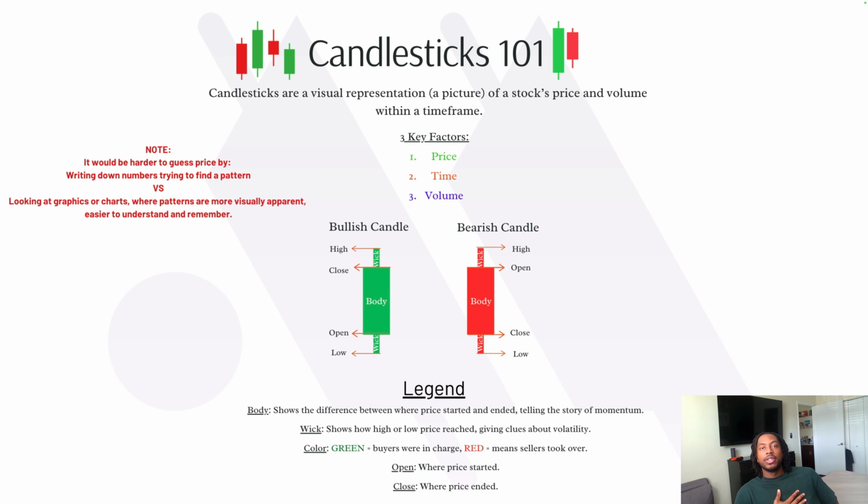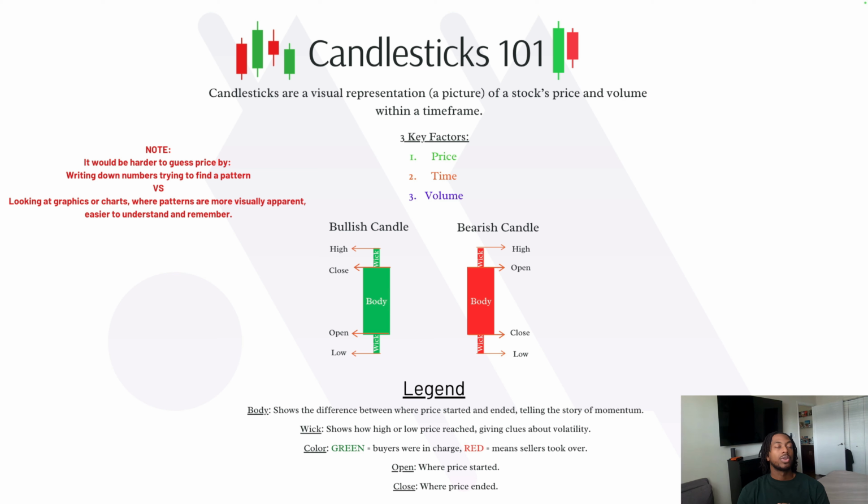All right, so we got Candlesticks 101. Candlesticks, and this is my own definition, the best way that I feel it's explained or defined: candlesticks are a visual representation or picture of a stock's price and volume within a time frame. So there are 3 key factors here: price, time, and volume. And the reason why candlesticks are so important is because, like I said, it's a visual representation. It's a picture. Imagine if I started giving you a list of prices that the stock has hit in the last, let's call it, 4 hours.